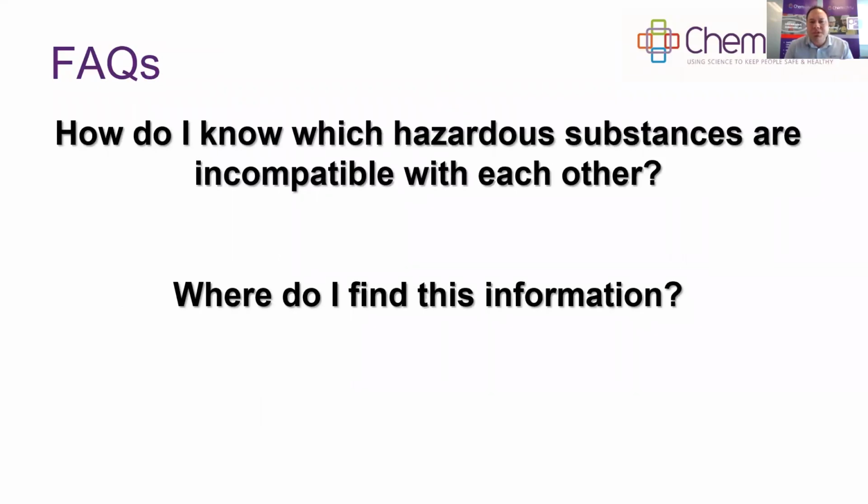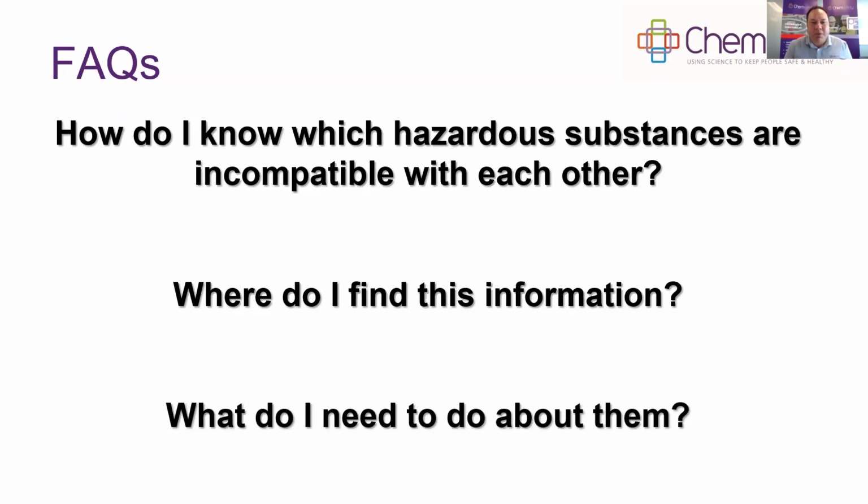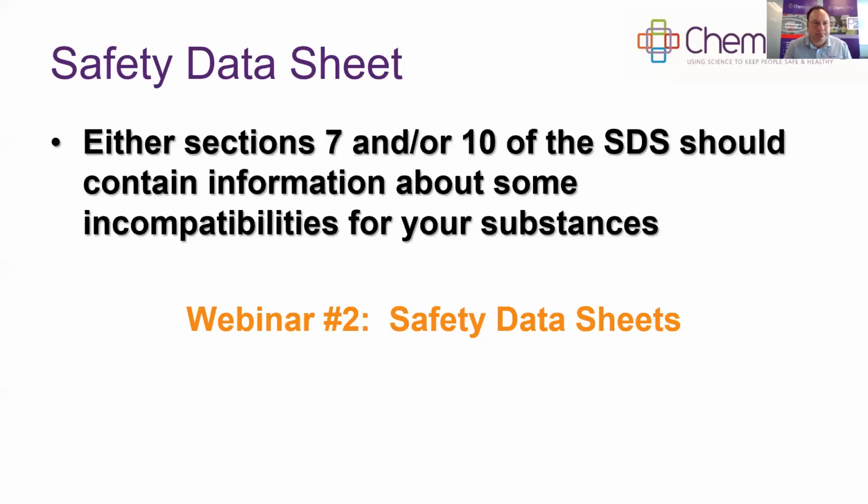How do I know which hazardous substances are incompatible with each other? And where do I find this information? Okay, so we'll take you through some of these, we'll answer these questions basically. And then the other question there is, what do I need to do about my incompatible substances? So in other words, how do I go about storing them? And when it comes to storage and separation distances and things like that, there will be another separate webinar that will contain those details at a later date.